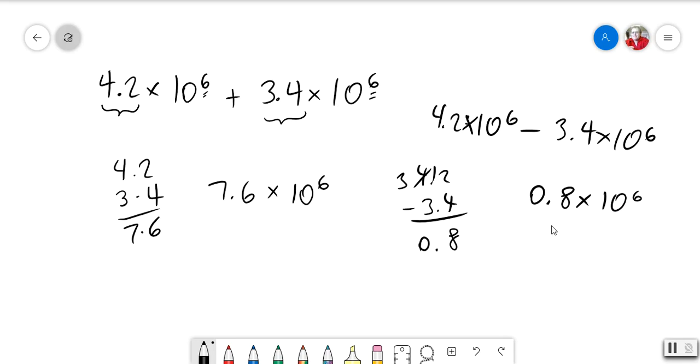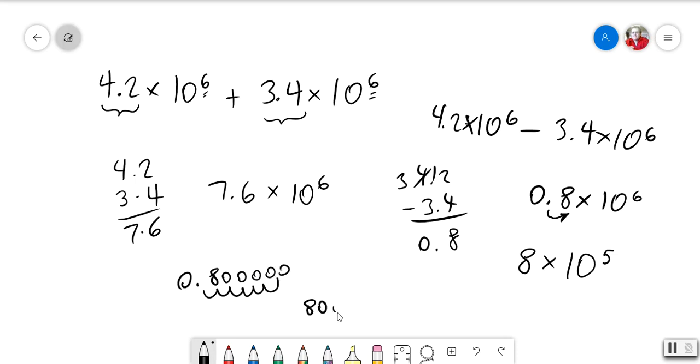You have to move this to the right to make it 8. But if you move to the right, you are basically multiplying by 10, right? So you have to take this down 1. And just to prove to you that that works, you had 0.8 times 10 to the 6th. You go 1, 2, 3, 4, 5, 6. And that gives you 800,000.